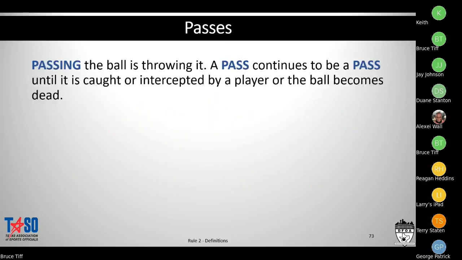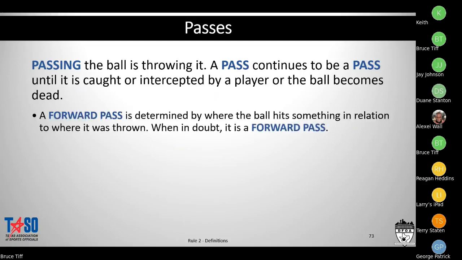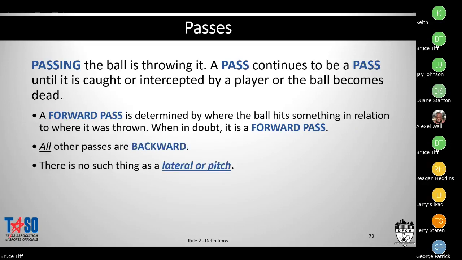Next slide. Passing the ball is throwing it. A pass continues to be a pass until it is caught or intercepted by a player or the ball becomes dead. A forward pass is determined where the ball hits something in relation to where it was thrown. When in doubt, it is a forward pass. All other passes are backwards. There are no sideways passes. It's either forward or backwards. When in doubt, it's forward. No such thing as a lateral or a pitch. Just said that a moment ago.